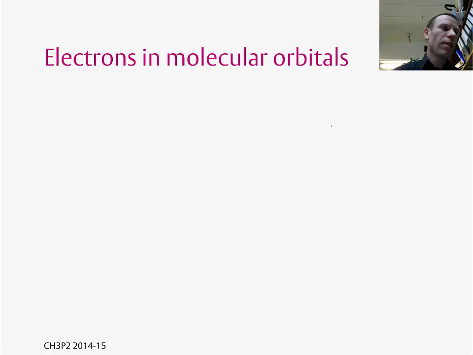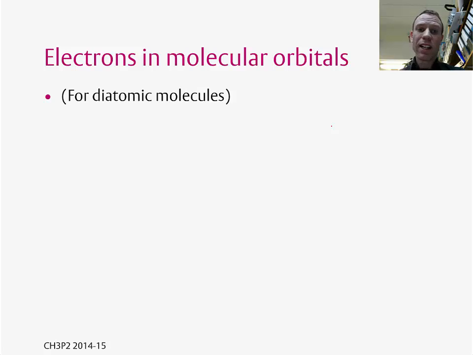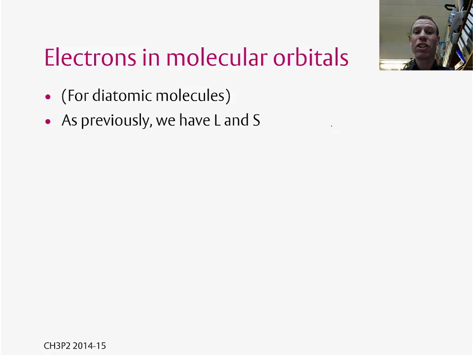Okay, so if we put electrons into molecular orbitals, now this argument here is for diatomic molecules only. We need to think about the various quantum numbers involved. So we've still got L and S again, capital L and capital S, representing the total orbital angular momentum and the spin angular momentum.